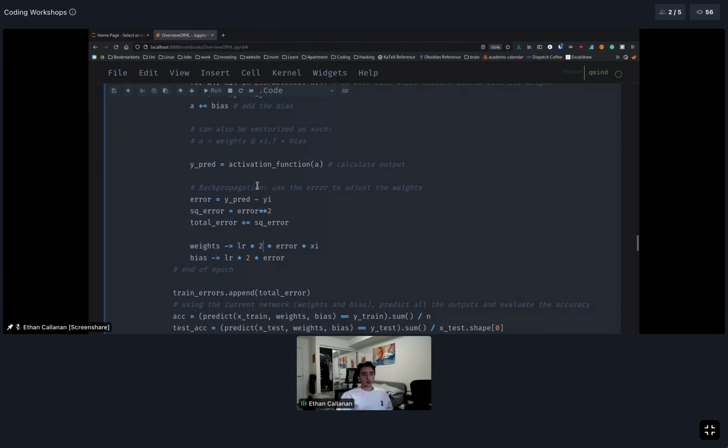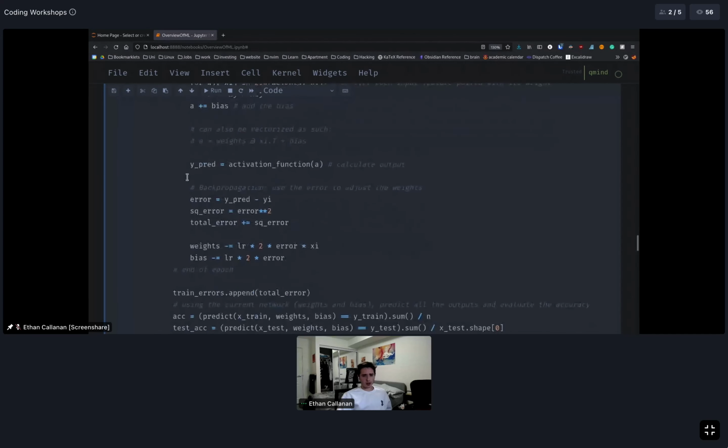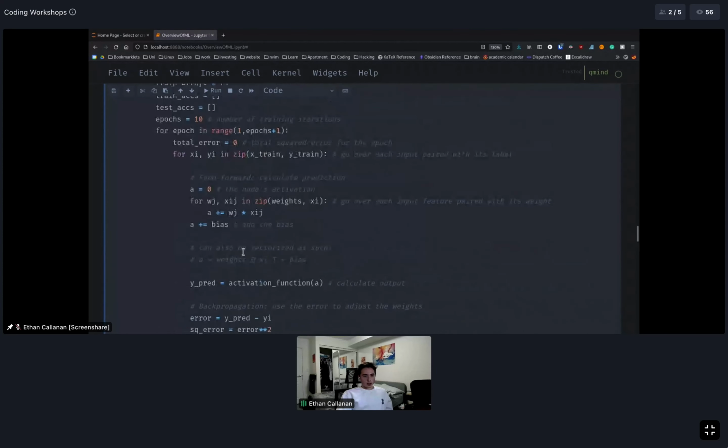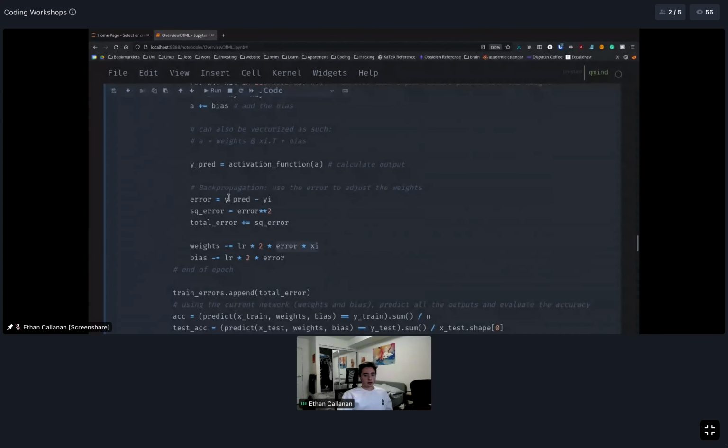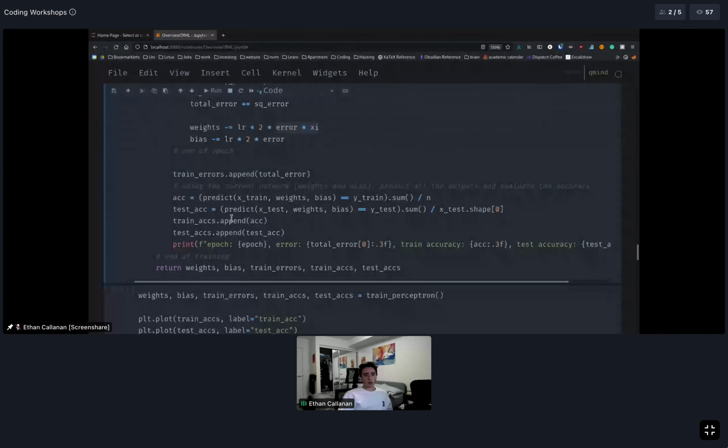But essentially all we're doing is calculating how wrong it was for each of the examples, and then using that to go back and adjust all the weights based on how wrong each of those individual weights were. And then we do the same with the bias as well. That's going to run for every single training example we give it. Once it's done, it's going to save what the error was, and calculate the accuracy of that iteration of the training cycle, as well as the test accuracy.